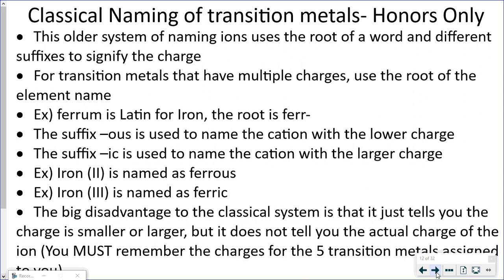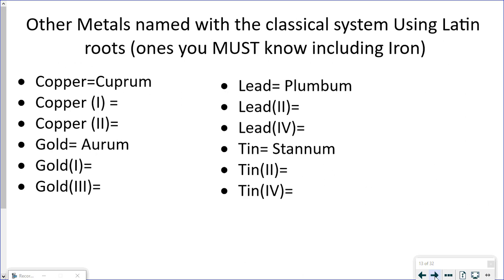The bad thing with this is it only tells you if the charge is the larger one or the smaller one, but it doesn't tell you what the actual charge is. So you will need to know the charges for your 5 classical transition metals that you're assigned. So the first one we said was iron. Let's look at our other ones.